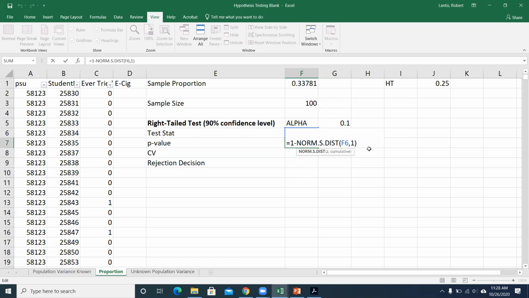Any questions on that? Okay with that? So it's really just like we were doing it by hand, but instead of using the table, now we can use that norm.s.dist function. Right? Now here before, I'll do the p-value approach, and then I'll show you the critical value approach in Excel as well.